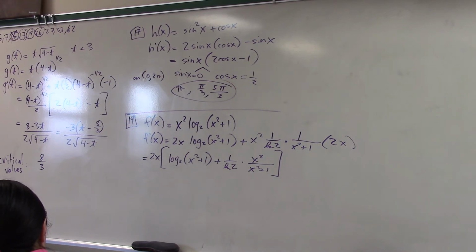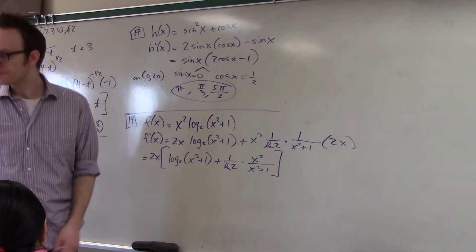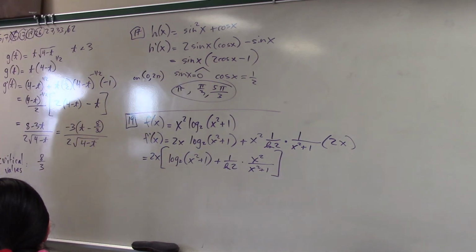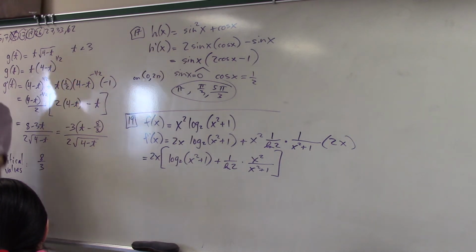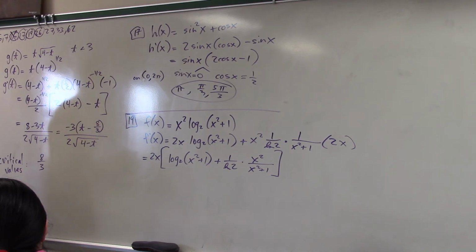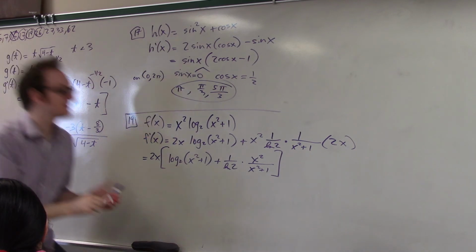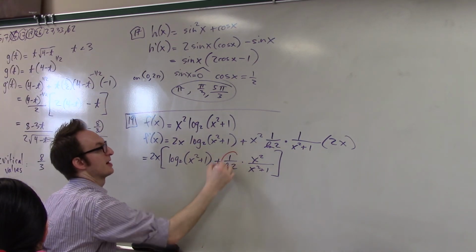x squared over x squared plus 1 is always positive, because when you square stuff, it becomes positive. And log functions, they're not always positive. It's a little bit subtle. Well, 1 over ln 2 is definitely always positive. It's a constant, just a number.